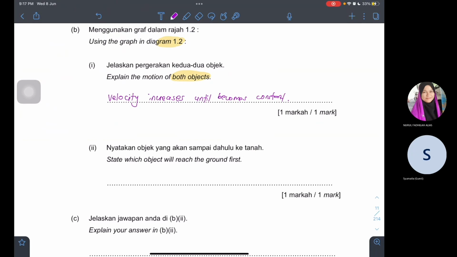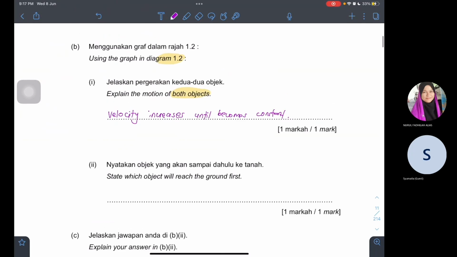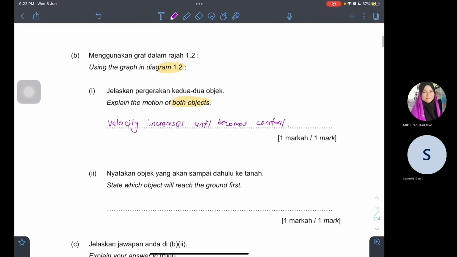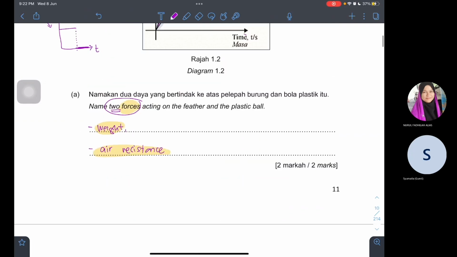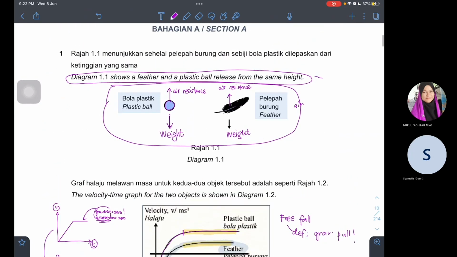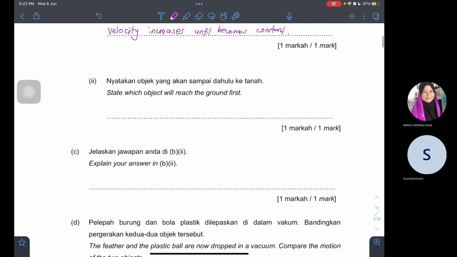Now, state which object will reach the ground first. State which object will reach the ground first. So it says here, state which object will reach the ground first. Now, it doesn't give any condition, whether vacuum or anything, there isn't any. So the condition is a normal room, there is air. So, which one will fall first? Obviously, the plastic ball. Do you see? Yes, teacher. Now, explain your answer in B2.